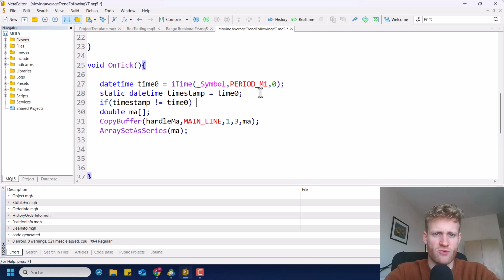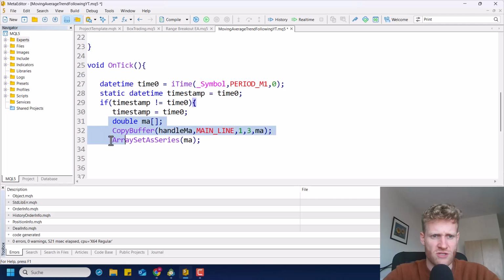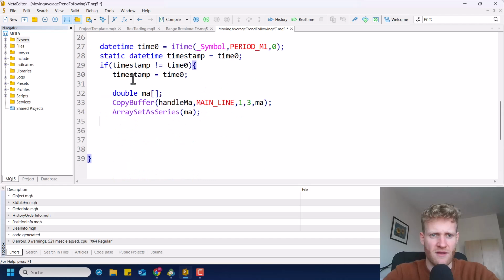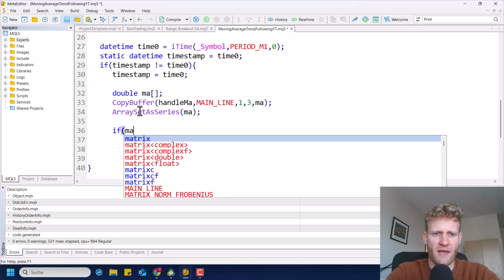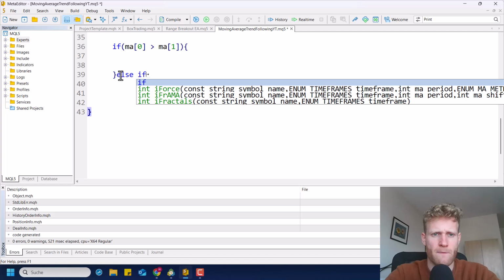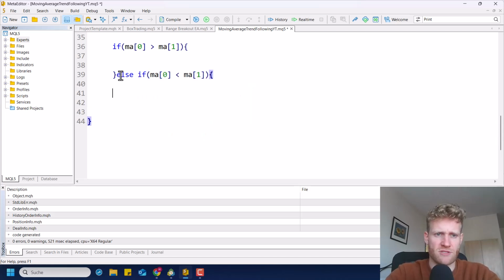And then we want to get the indicator value and start searching for positions or entry signals. So first of all, let's get the indicator direction here. So if MA0 is greater than MA1, which means that the indicator is going up right now, then we look for buy positions. And otherwise, if the indicator is going down, we want to look for sell positions, right?